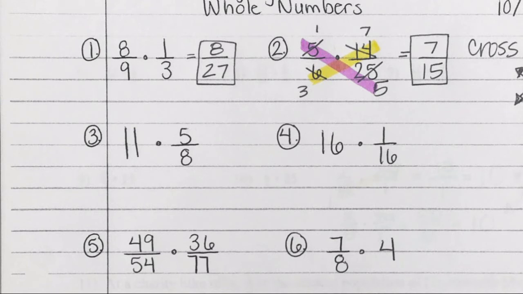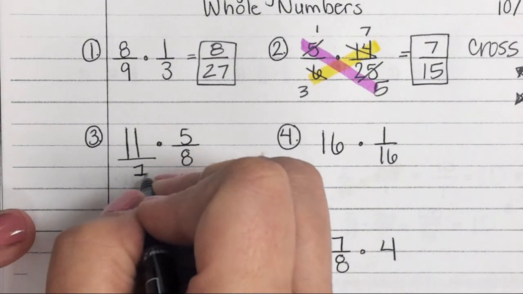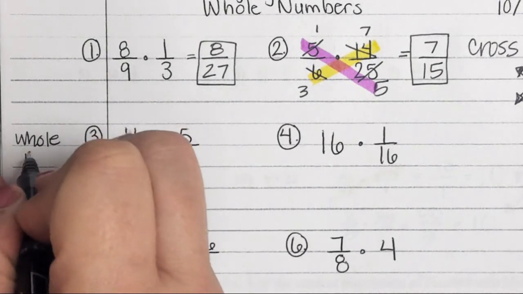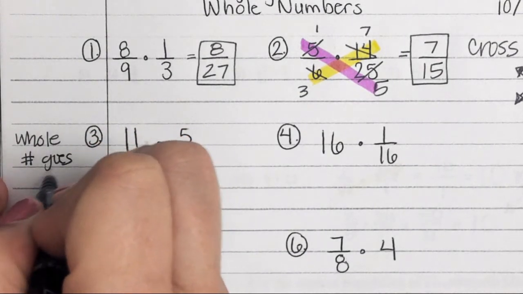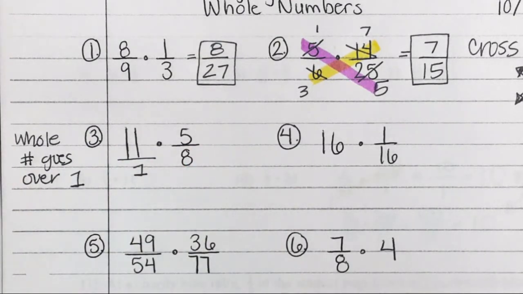What can I put under 11 that keeps its value? Say it again. 1. Guys, any whole number we're going to put over 1. Okay? So whole number goes over 1. That makes that 11 over 1 a fraction. And it still has the value of 11.